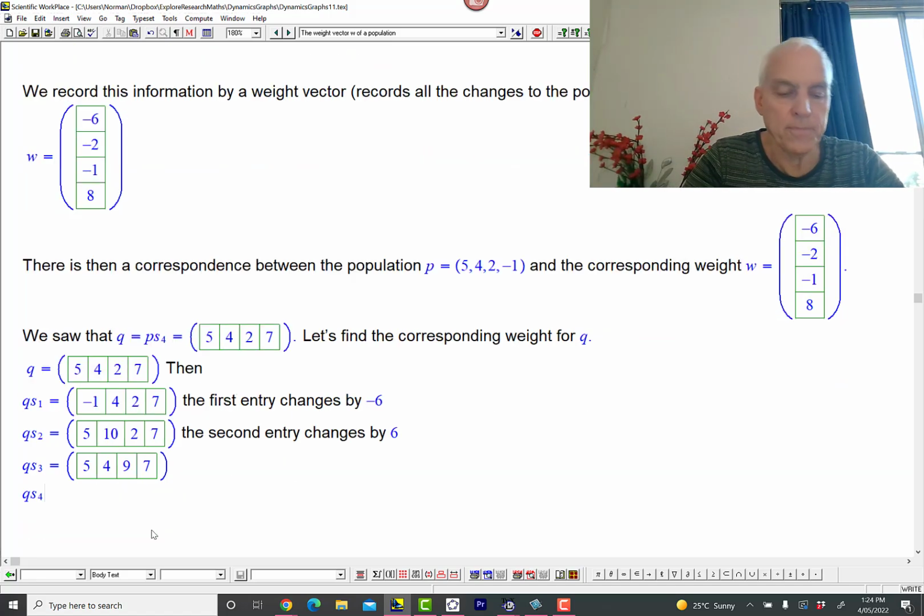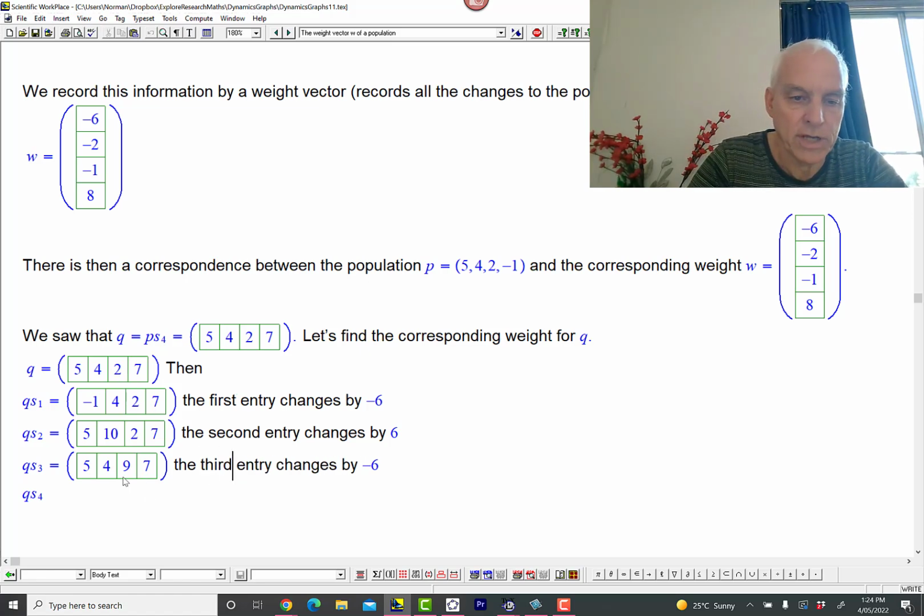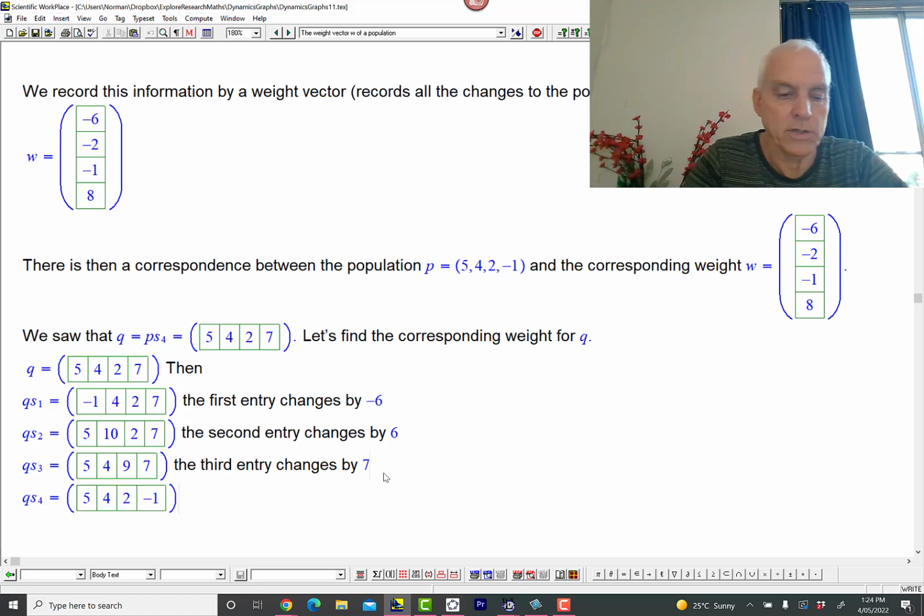Okay, good. What if we do the mutation S3? We get 5, 4, 9, 7. The third entry went from 2 to 9. All the others stay where they are, which is a change of 7. And finally, we do Q S4. The fourth entry has gone from 7 to minus 1. The fourth entry changes from 7 to minus 1. That's minus 8.